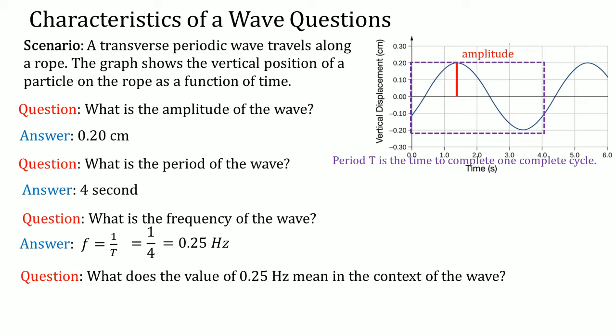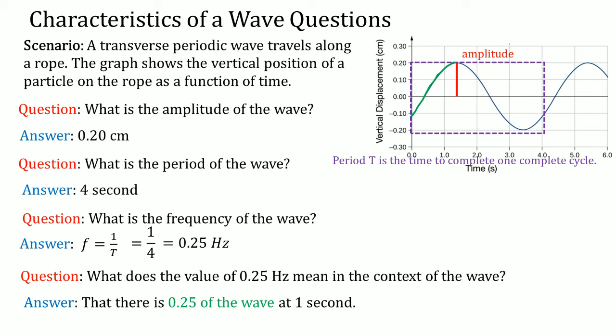in the next question where it asks, what does that value of 0.25 hertz mean in the context of the wave? That means that there is 0.25 waves in 1 second, because that is what frequency is defined as, the number of wavelengths per 1 second.